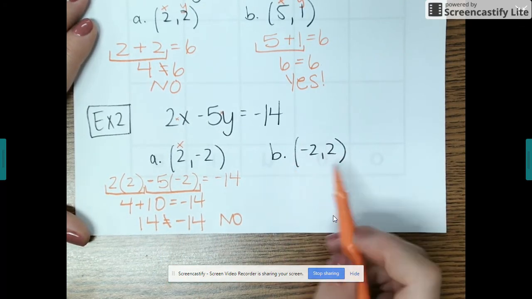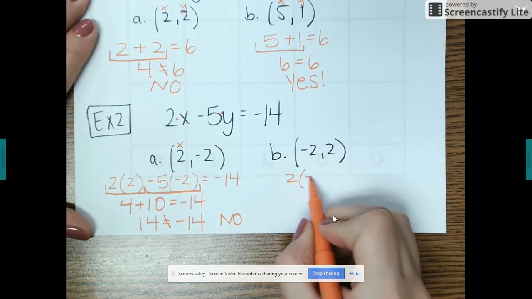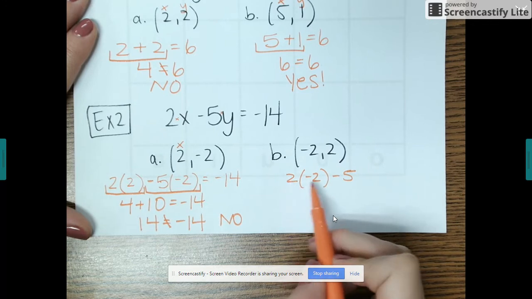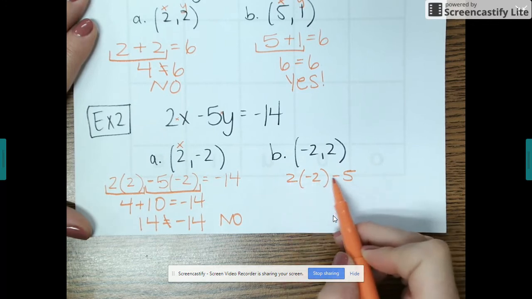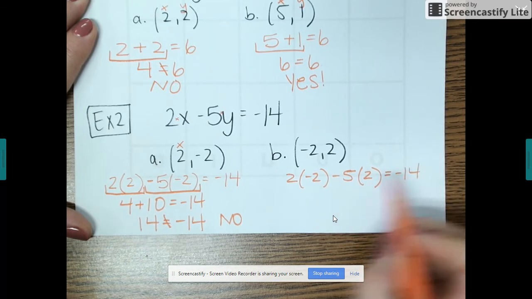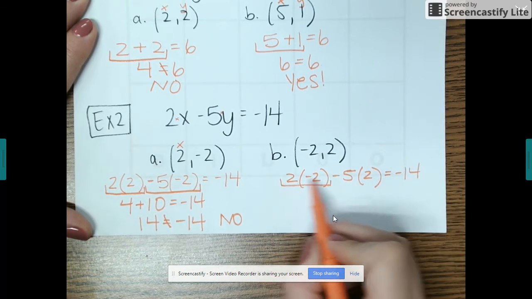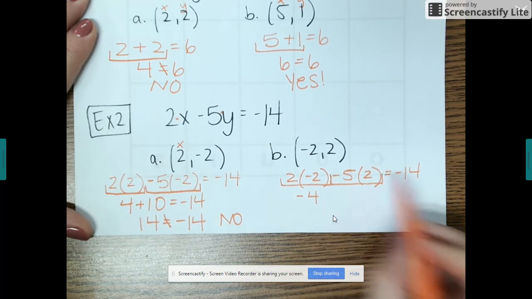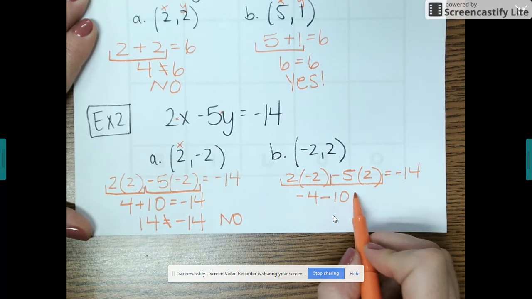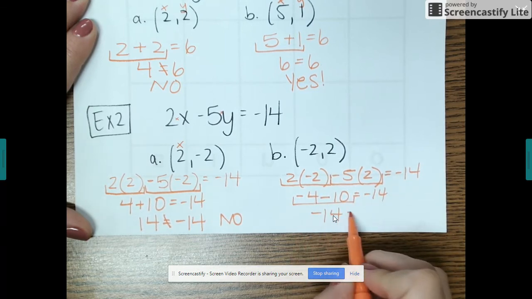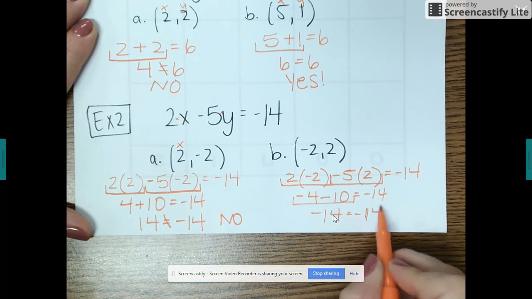Okay, let's do this one now. Again, plug it in. So 2 times X, which is -2, minus 5, Y, which is 2, equals -14. 2 times -2 is -4. -5 times 2 is a -10. And as we can tell, this one is going to work out. Don't assume that they're all going to work out because they don't.